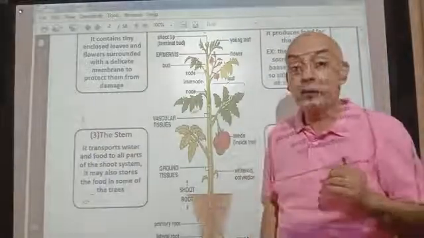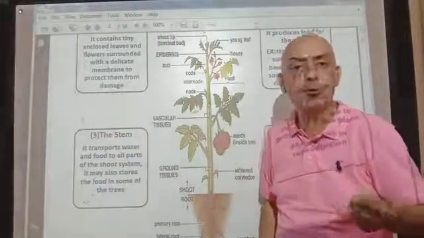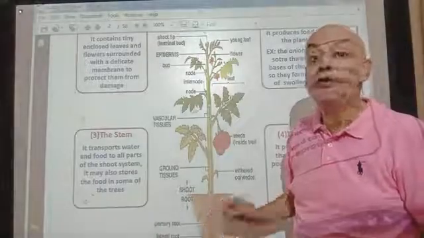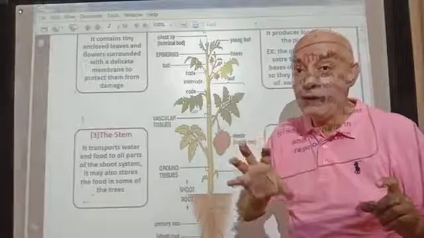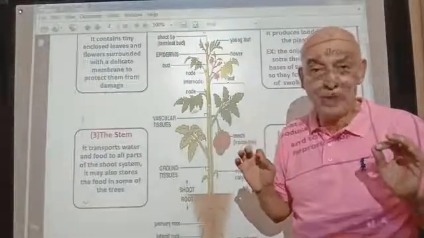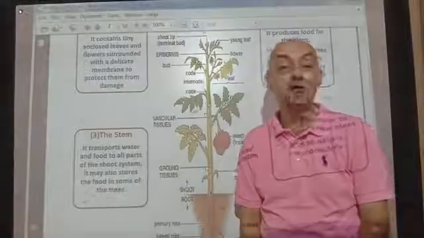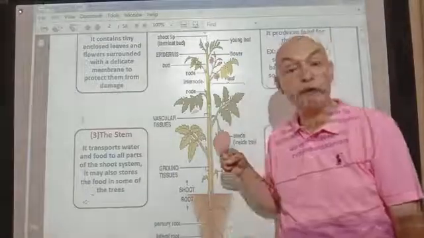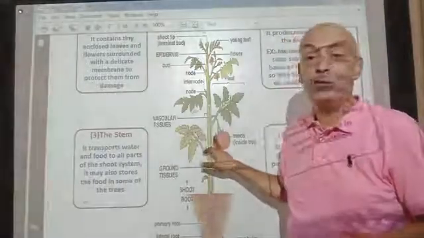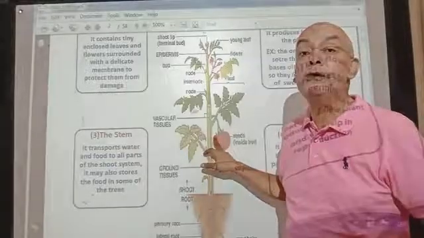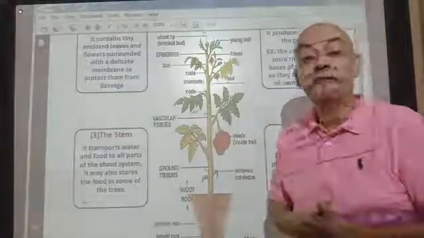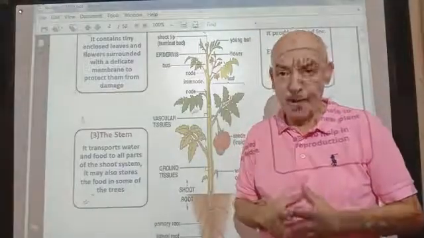Which one of them is responsible to take in or absorb water and minerals? The roots. Which one of them is responsible to transport? There is a big difference between taking in and transfers. Absorbing and transports. The part of the plant which is responsible to absorb water and minerals, the roots. Take in water and minerals from the soil. Or the part of the plant which is responsible to transfer or to transport water and minerals, which is the stem. Good. Leaves are considered one of the most important parts of the plant.